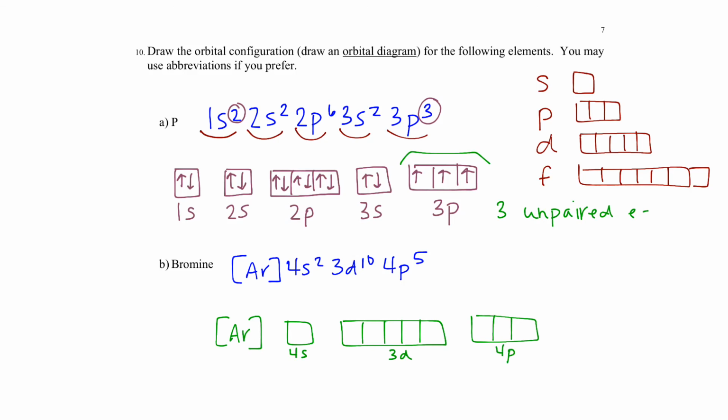And then our electrons, we would fill in the 4s2 would go up and down. The d10, the first 5 would all go up. The last 5 would all go down. And then 4p5, again, Hund's rule. First 3 go up in separate boxes, 4, 5. So looking at this one right here, we have only 1 unpaired electron, which is why bromine forms an ion with a charge of -1, because it will gain 1 extra electron to fill that empty spot.